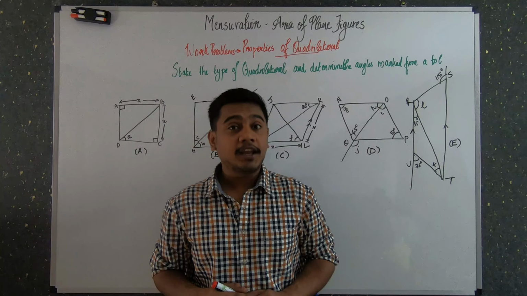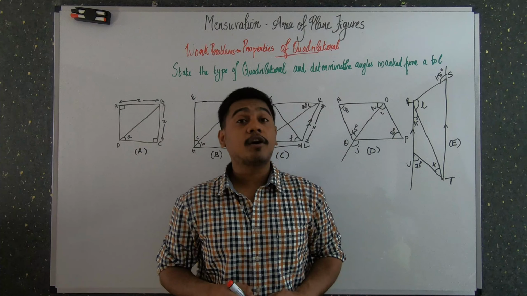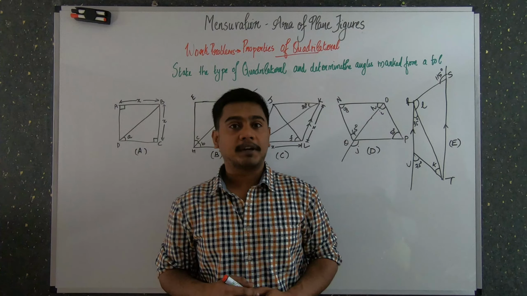So this is part 3 on mensuration, where I will be discussing work problems based on properties of quadrilateral. If you have not watched the video on properties of quadrilateral, please do watch that video first, then only watch the work problems. Then you will have a better understanding of how to deal with problems when you are asked to find the kind of quadrilateral and also to find the angles marked. I have also discussed some properties in the previous video, which will be very helpful for you to solve the problems in this video. Okay, let's directly start with the problem.